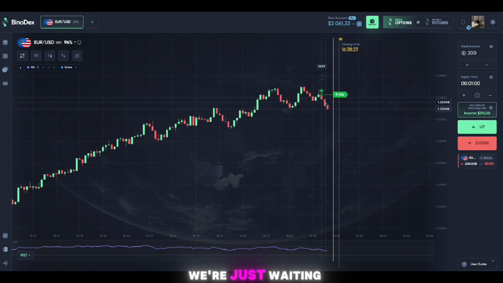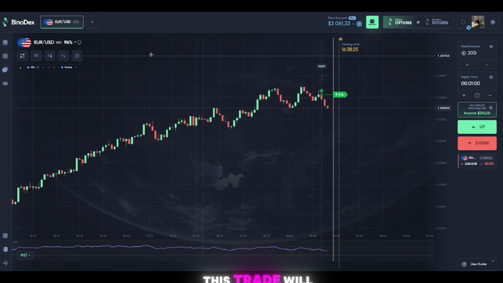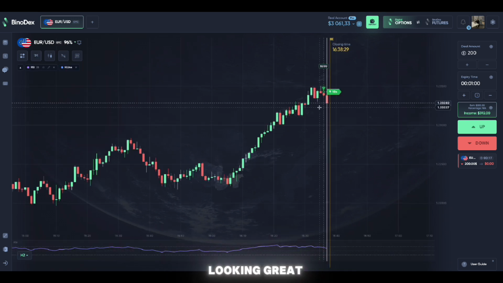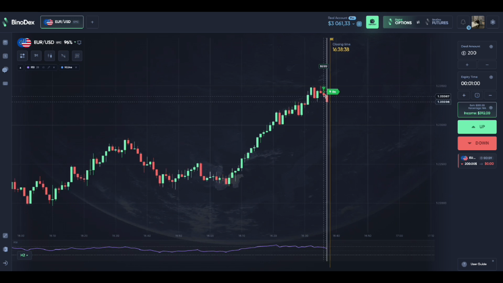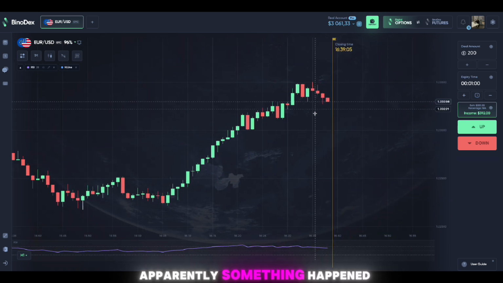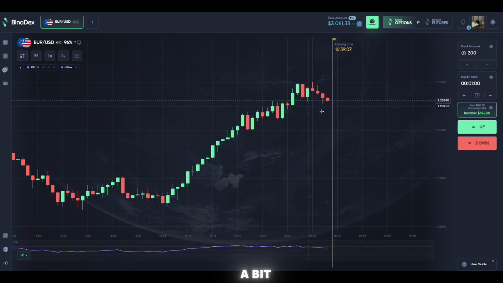We're just waiting, but we can clearly see that yes, this trade will most likely close in profit. So everything is looking great, but I just don't quite understand why it's still showing a 0 right here, even though I seem to have opened a trade for a decrease. Honestly, I don't really understand what the problem is. Apparently something happened with my internet, the connection lagged a bit.